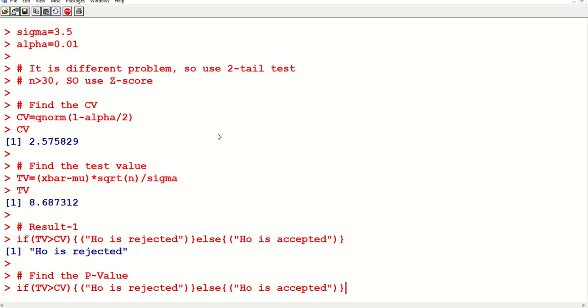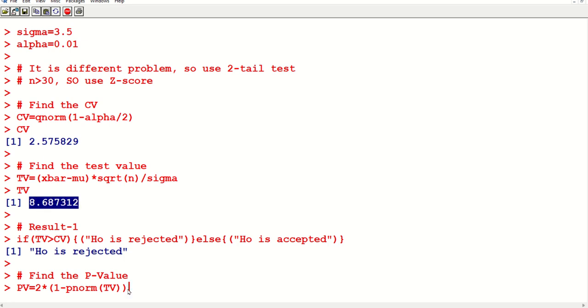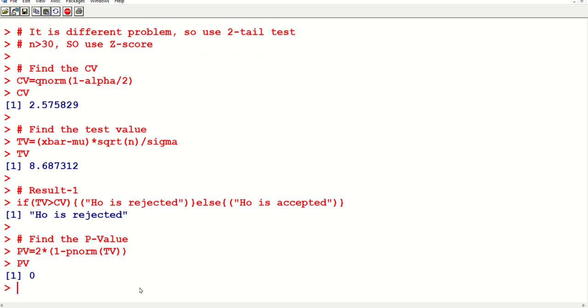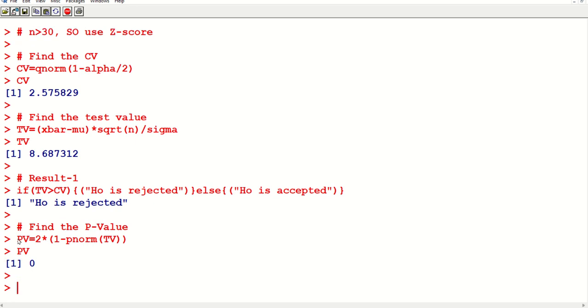The p-value is always based on the t-value. Here the t-value is positive, so for a positive t-value, this is the formula. Now if you check the p-value, it is almost zero. Why are we getting a p-value of zero here? Because the t-value is a little higher. If it is 3 or 4, you will get some answer, but more than 5, you generally get nearly zero.